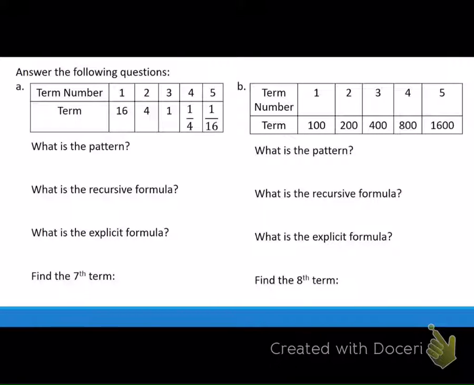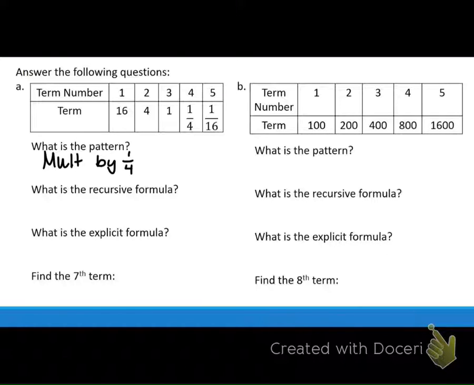Are these the last two? No. Oh my gosh. That's why I asked if you were doing it. Okay, we're going to do A first, and then we will talk about the other ones. So, what is the pattern that's happening in A? Connor. Multiplied by a 4. Okay, what is my recursive form? So that's the other note packet. The first term is 16. Okay, G of 1 equals 16.